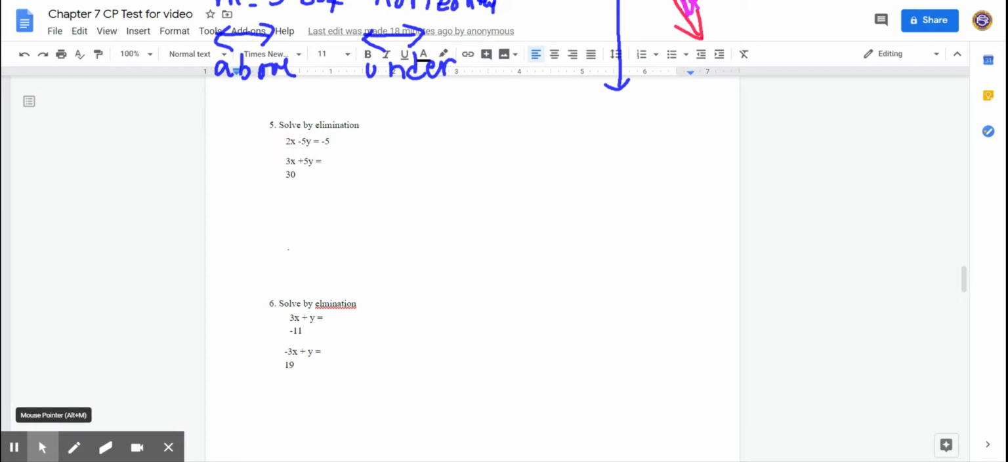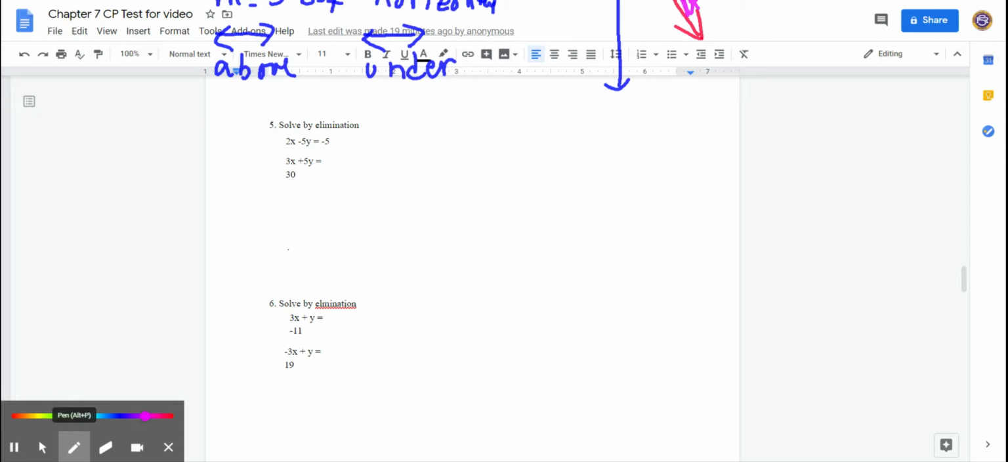Now we have solving by elimination. No graphing anymore. Okay, no graphing. So what are we trying to do? We're still trying to find where these lines intersect. At what point? We're looking for an ordered pair, x, comma, y. Okay, x, comma, y, every one. Okay, so now we want to eliminate a variable.